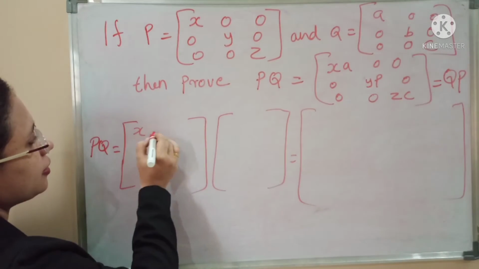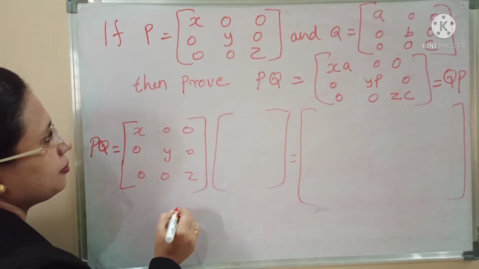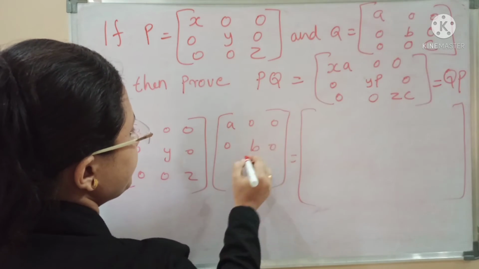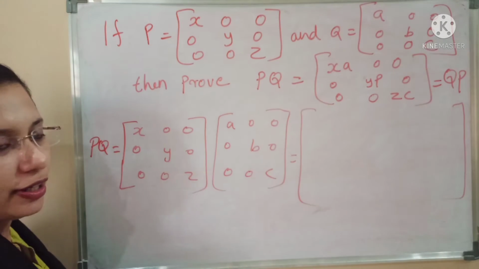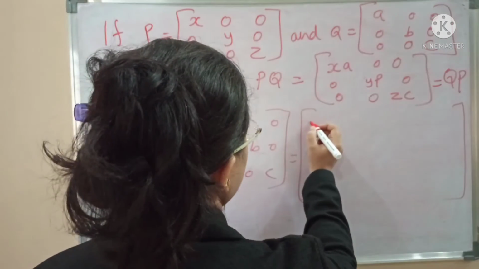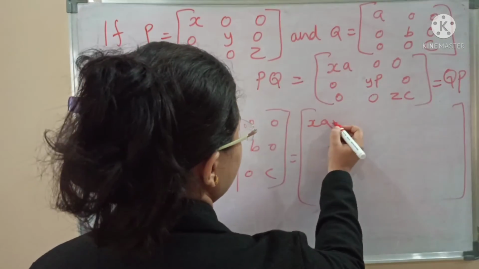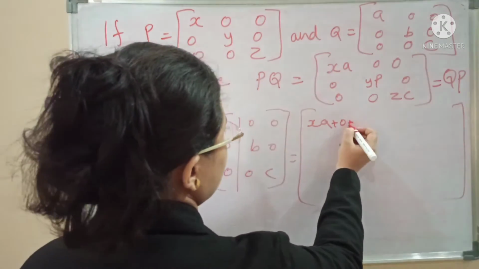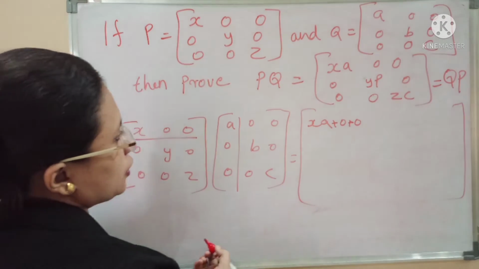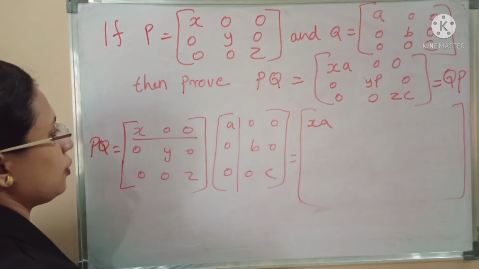So P will be x 0 0, 0 y 0, 0 0 z. And Q is a 0 0, 0 b 0, 0 0 c. This is matrix Q. Fine. Now take the first row, first column. So x into a is xa, 0 into 0, 0 into 0. Okay, and so I can just write it as xa because the other two terms are 0.